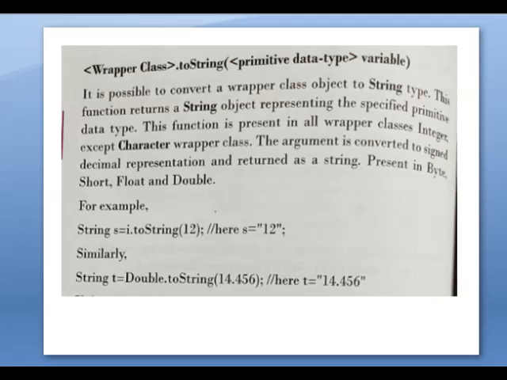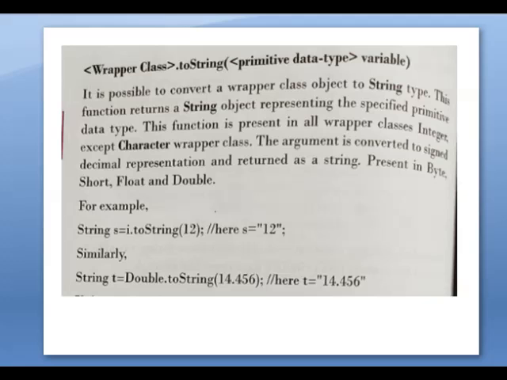Next, string t equal to double dot to string of 14.456. This means the value 14.456 is converted into a string. How is it converted? The variable we use to store the double value is stored as a string variable. Initially the value 14.456 is stored in the data type double.